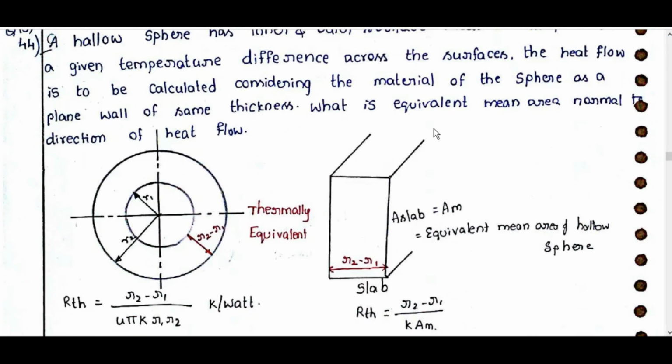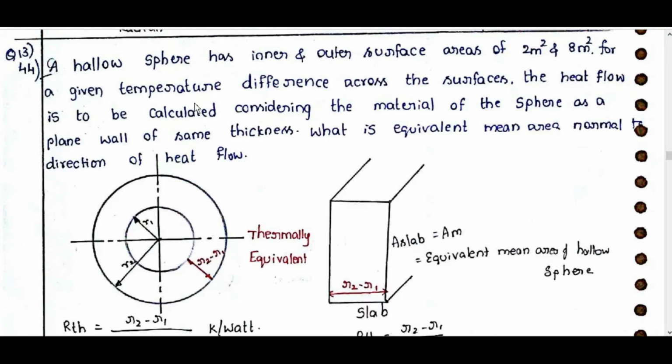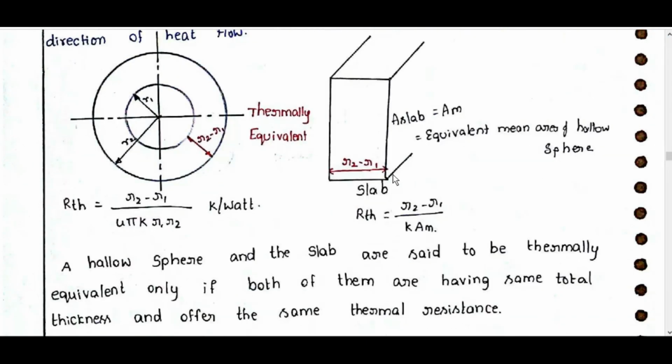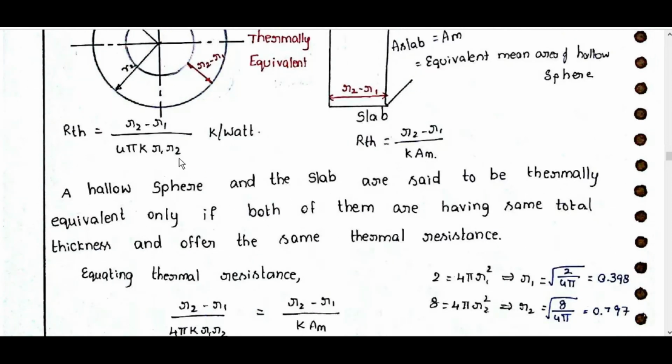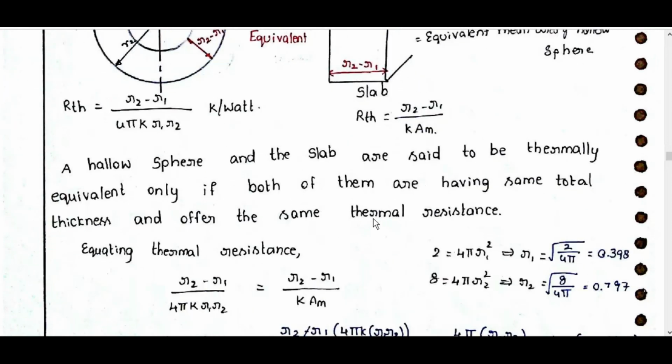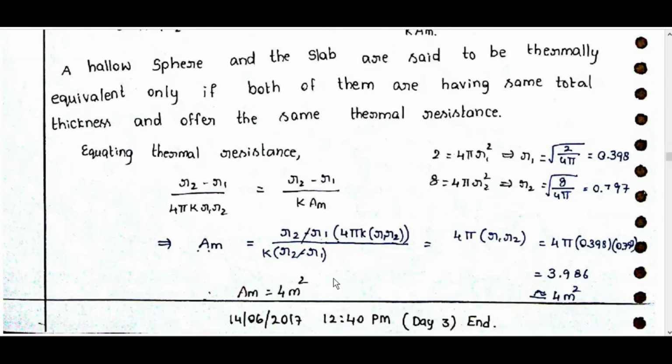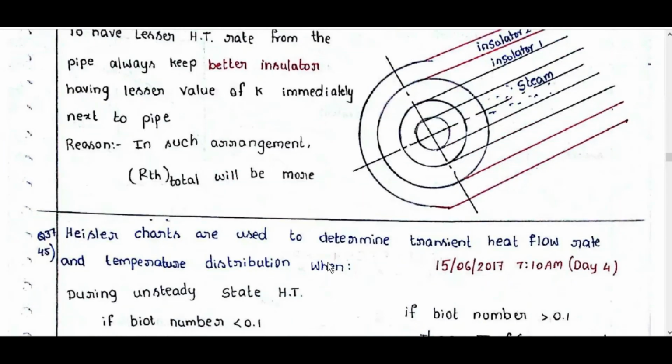What is the mean area normal to heat flow of a hollow sphere? 2 meters square, 8 meters square. Given the temperature difference, the same thick plane wall of the same thickness, which is equivalent to the normal area. R thermal is equal to (R2 minus R1) by 4 pi k R1 R2, equal to L by k A mean. A mean is equal to 4 meters square.